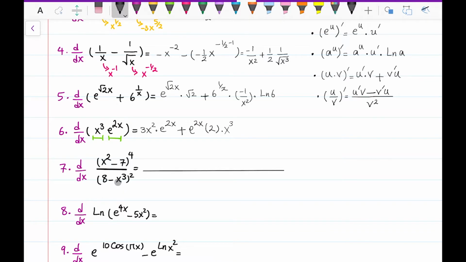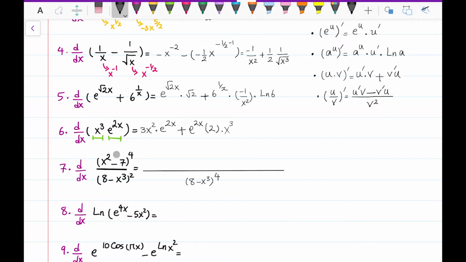Okay, so the denominator gets a square, (8 minus x cubed), whatever you have on the denominator, it would be squared. If I want to simplify that, it would be the parentheses to the power of 2 times 2, which would be the parentheses to the power of 4. Okay, so I wrote just this part.